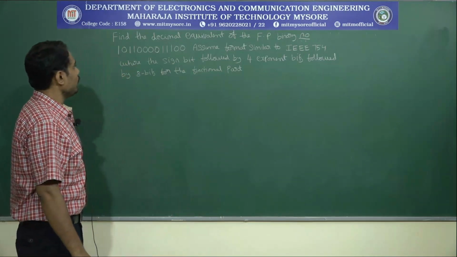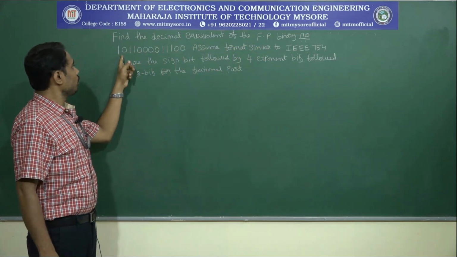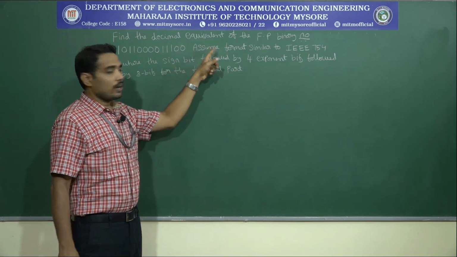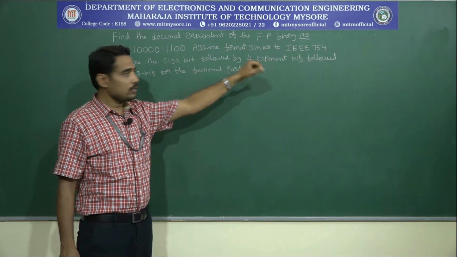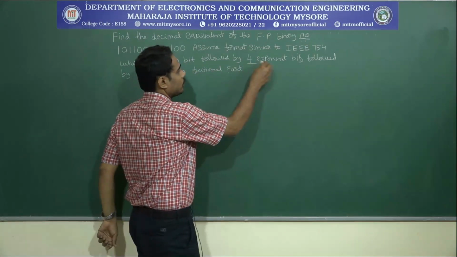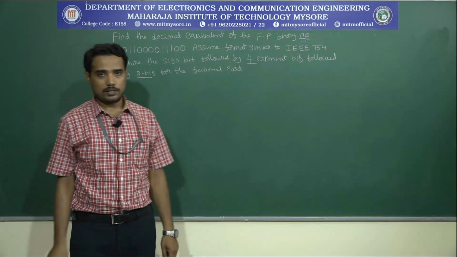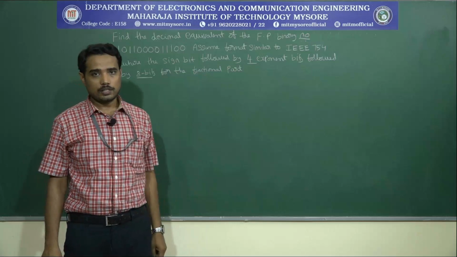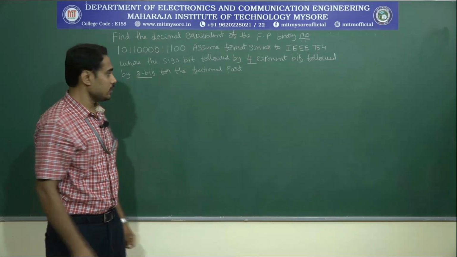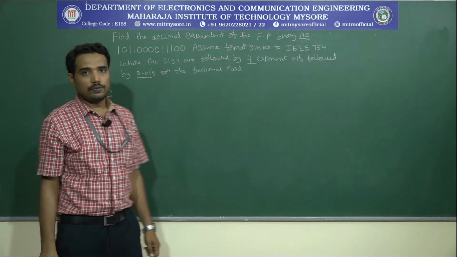The problem says, find the decimal equivalent of the floating point binary number, which is given by 1011, 0000, 111, 00, assuming the format similar to the IEEE 754, where the sign bit is followed by 4 exponent bits, which is followed by 8 bits for the fractional part. This is the problem. We are supposed to find the decimal equivalent of the floating point number, that is x. We have to find the value of x.